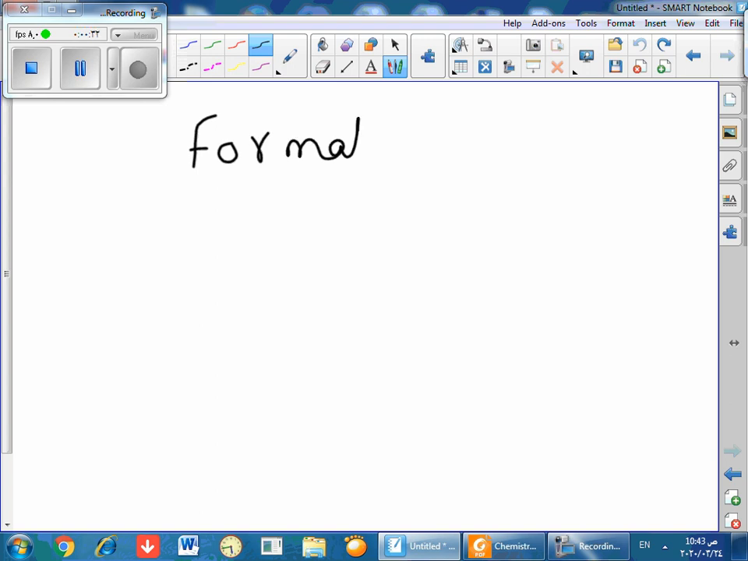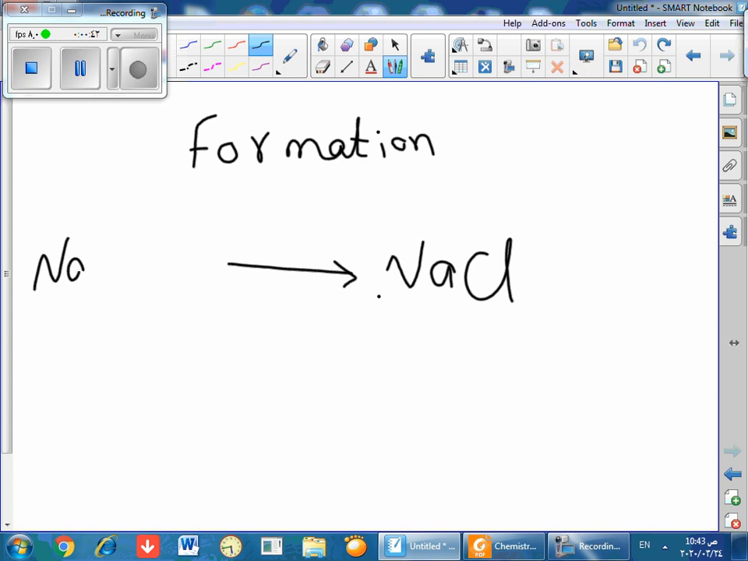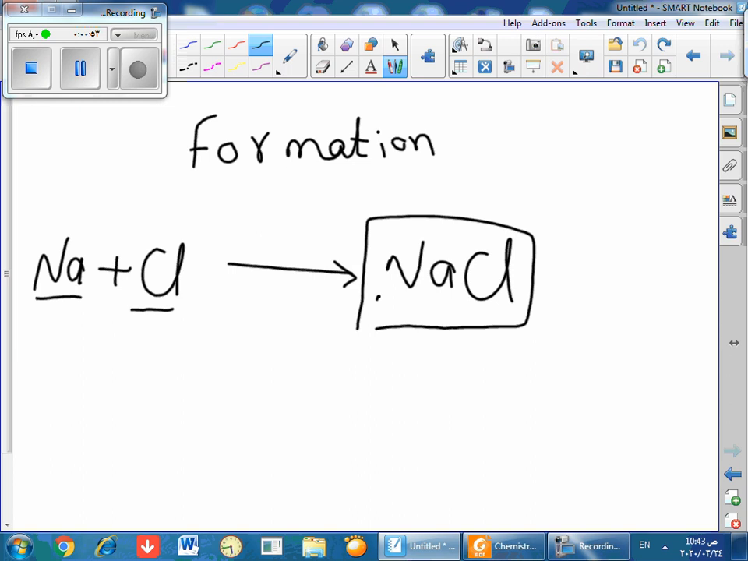Formation. Each compound such as NaCl consists of two elements. Na element reacts with chlorine. Sodium reacts with chlorine, okay? To form compound NaCl. This compound consists of primary elements. Okay? When 1 mole of compound is formed, this compound is combined by change of heat.